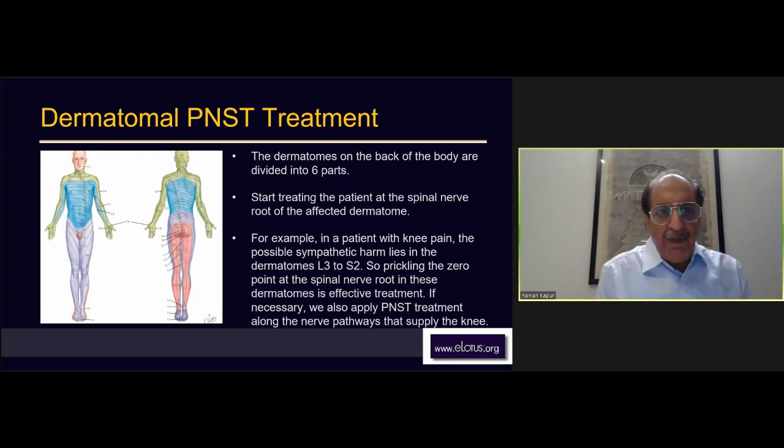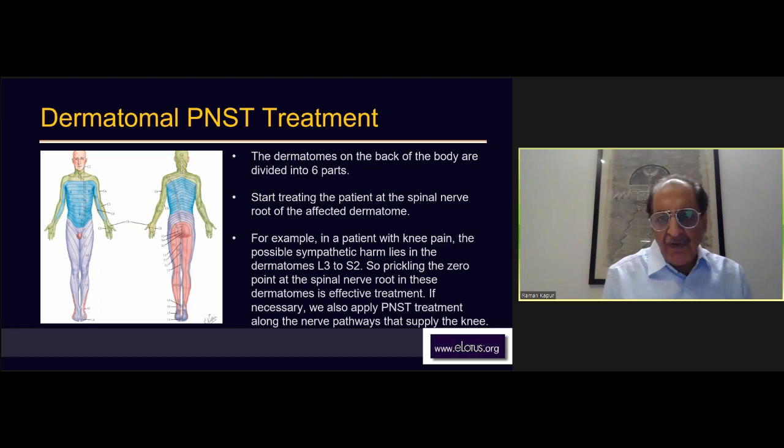Now we come to the dermatomal PNST treatment. As I said to you, first was the basic PNST treatment, which you already did. Now we come to the dermatomal PNST treatment, where we will be pricking the actual dermatomes which are getting affected in a particular disease. The dermatomes on the back of the body are divided into 6 parts. We start treating the patient at the spinal root of the affected dermatome.